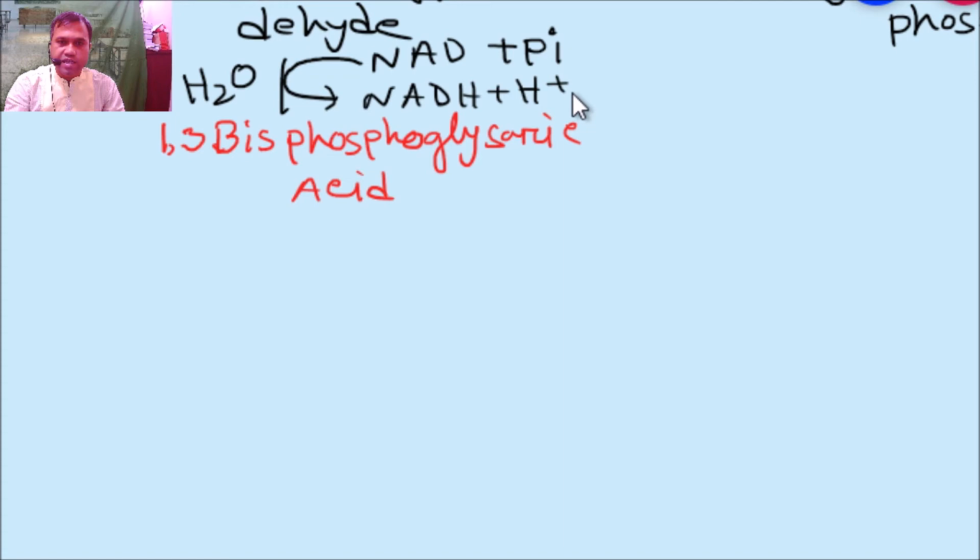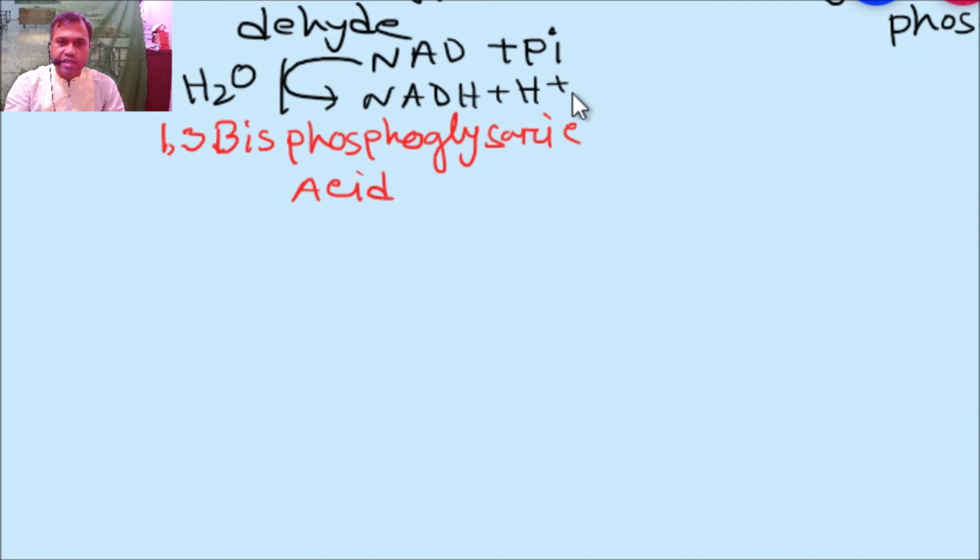Dehydrogenase. Next reaction, 3-phosphoglyceraldehyde then turns into 1,3-bisphosphoglyceric acid, which then turns into 3-phosphoglyceric acid. This reaction is also a reversible reaction.